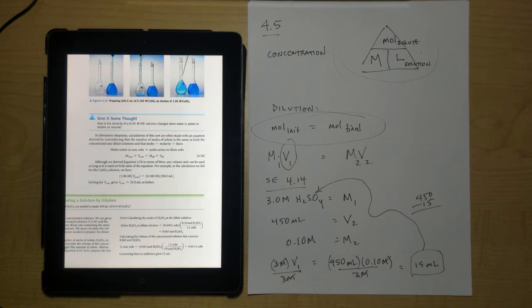Confidence ranking in doing concentration or dilution type problems. Confidence ranking on those.